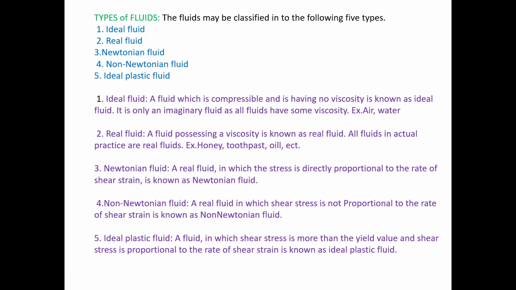Only the percentage of viscosity will be different. Newtonian fluid, in the sense, is a real fluid in which the stress is directly proportional to the rate of shear strain. That is known as a Newtonian fluid. And non-Newtonian fluid is the opposite of the Newtonian fluid. A real fluid in which shear stress is not proportional to the rate of shear strain, then you can call it a non-Newtonian fluid.